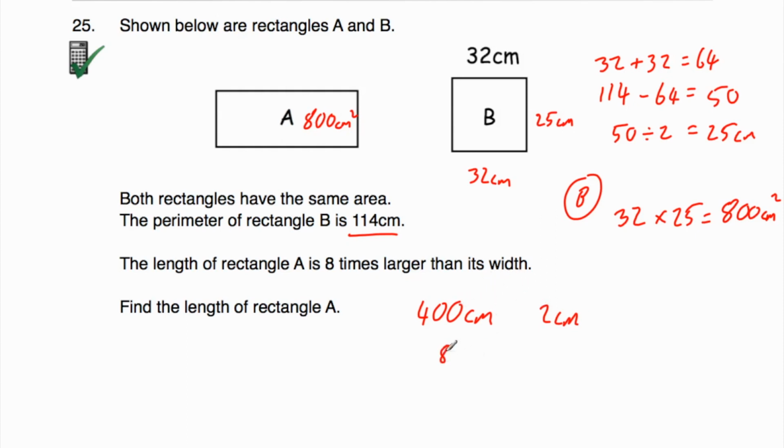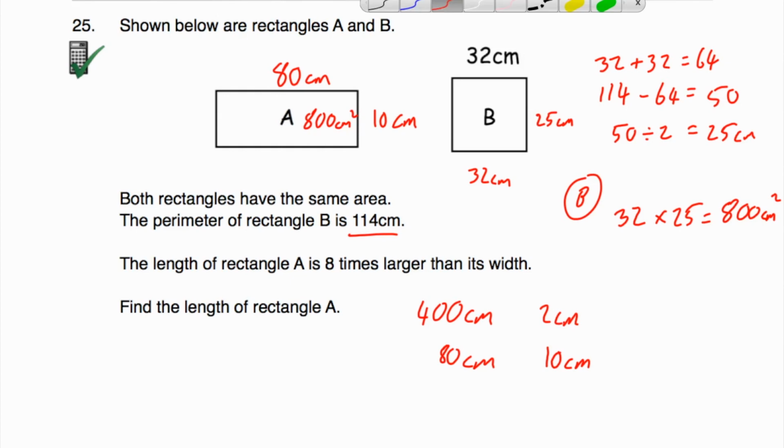So if we chose a length of 80 centimeters and a width of 10 centimeters, 80 times 10 is 800 centimeters squared. And the length of the rectangle is 8 times larger than its width. So that means that the length of this rectangle would be 80 centimeters. So that was one approach, and I used the trial and error approach there.